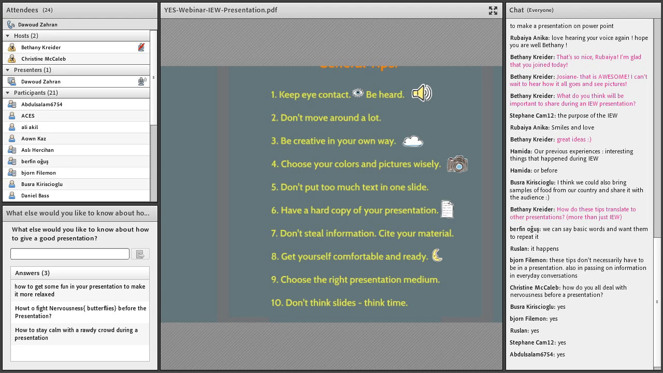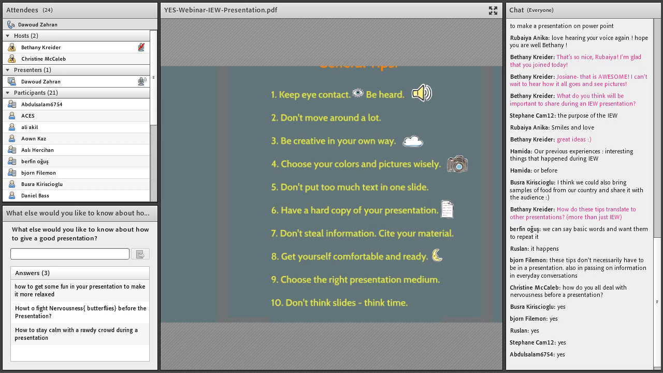Now, the second thing is don't move around a lot. Many people think that moving around necessarily provides or shows confidence, shows dominance. It really doesn't. What you can do is move your hands and other things. But make sure you don't move around too much, to the extent that your audience will go back and forth with their heads, which will actually make them lose concentration. Now, the third thing is be creative in your own way.